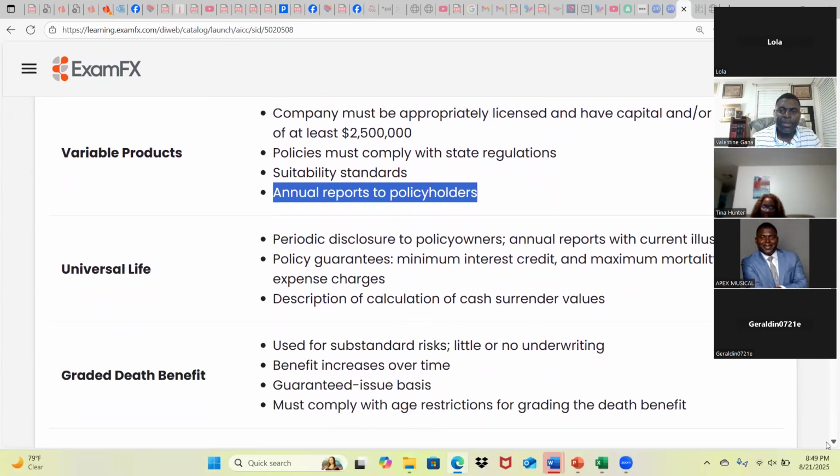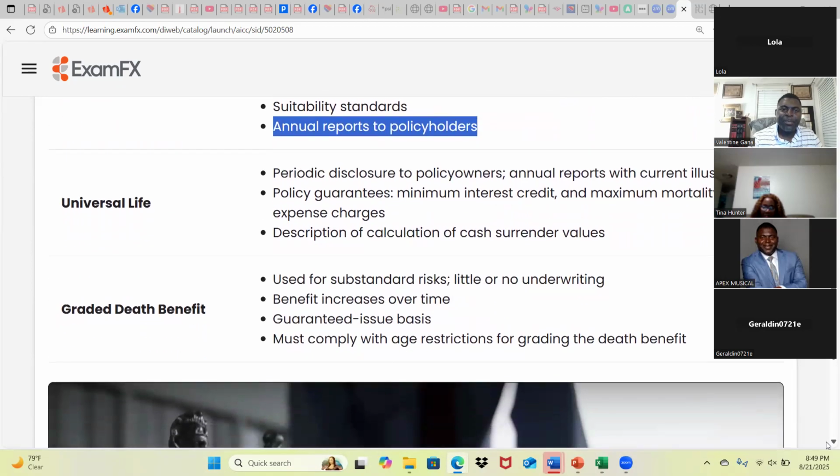All right. Universal Life. They say periodic disclosure to policyholders, annual reports with current illustration, policy guarantees, minimum interest rate and maximum mortality and expense charges, description of calculation of cash surrender values. A universal life policy is one of the best means for you to have a legacy transfer in your family. One of the best. It is guaranteed if you just keep your policy active. Very, very guaranteed.